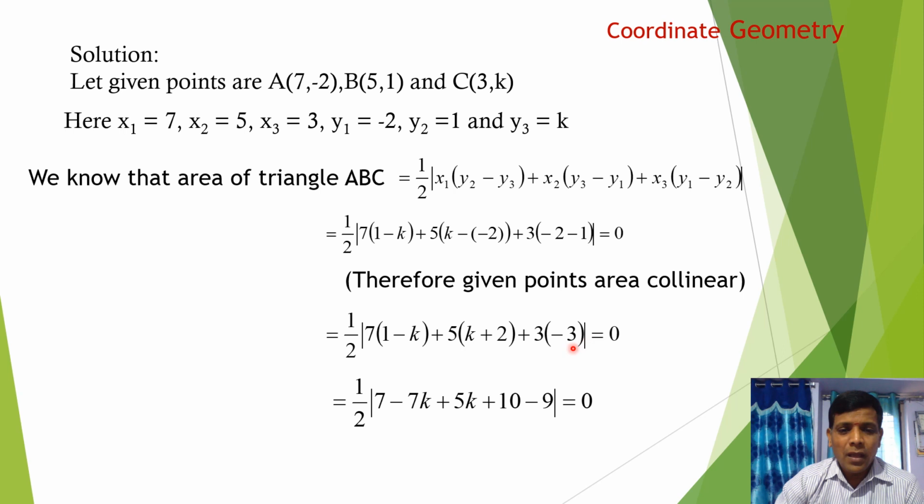Now next step, half into 7 into 1, 7, 7 into k, 7k, plus 5 into k, 5k, 5 into 2, 10, plus minus 3 into 3, 9 is equal to 0. So half into 7 minus 7k plus 5k plus 10 minus 9 is equal to 0. Here 7 and 10, these two are positive. 7 plus 10, 17. 17 minus 9. After that, minus 7k plus 5k. So let's simplify.